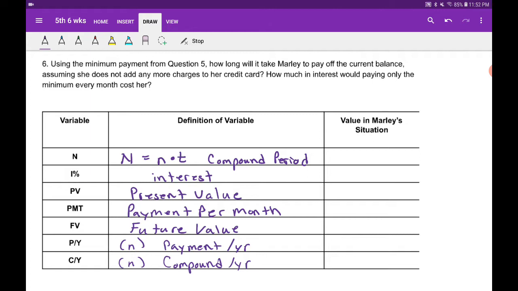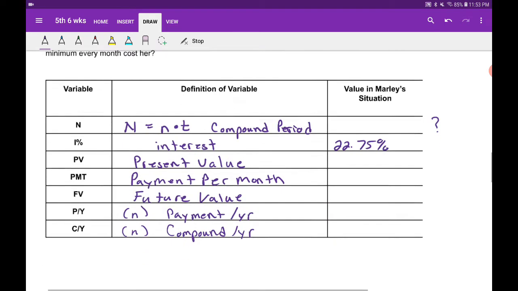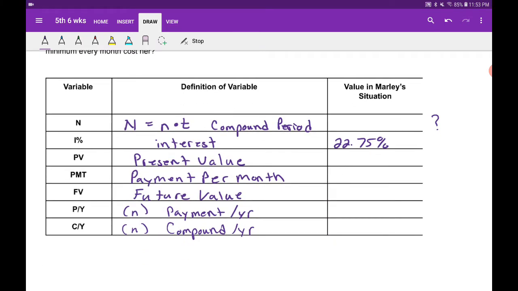All right, so n is the number of compounds, which is little n times t. That's what we're going to figure out, so right now we don't know what that is. Let's just do one question mark. But we do know the interest rate, which is 22.75%. This is as a percent. The present value of the loan is $14,677.90. And then our payment.